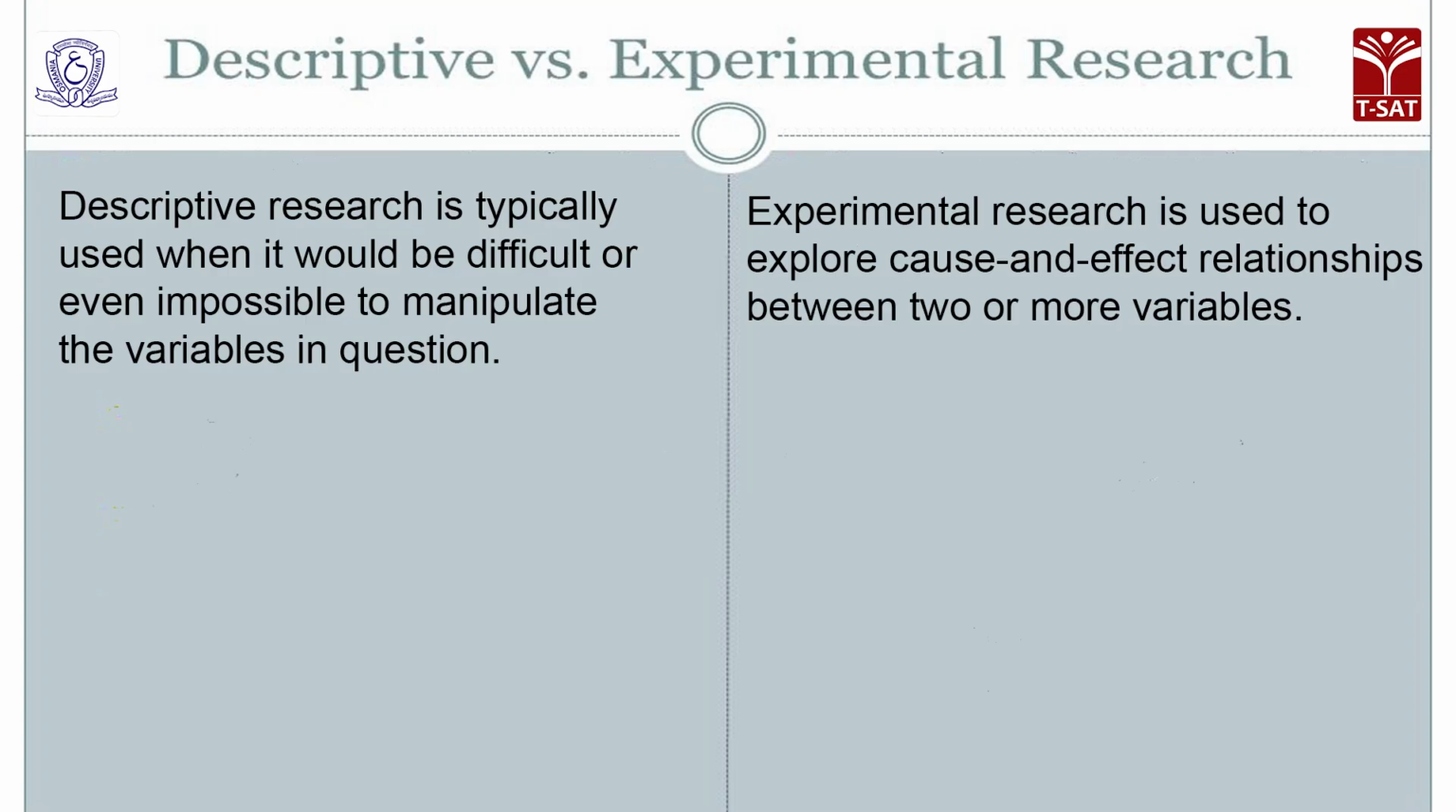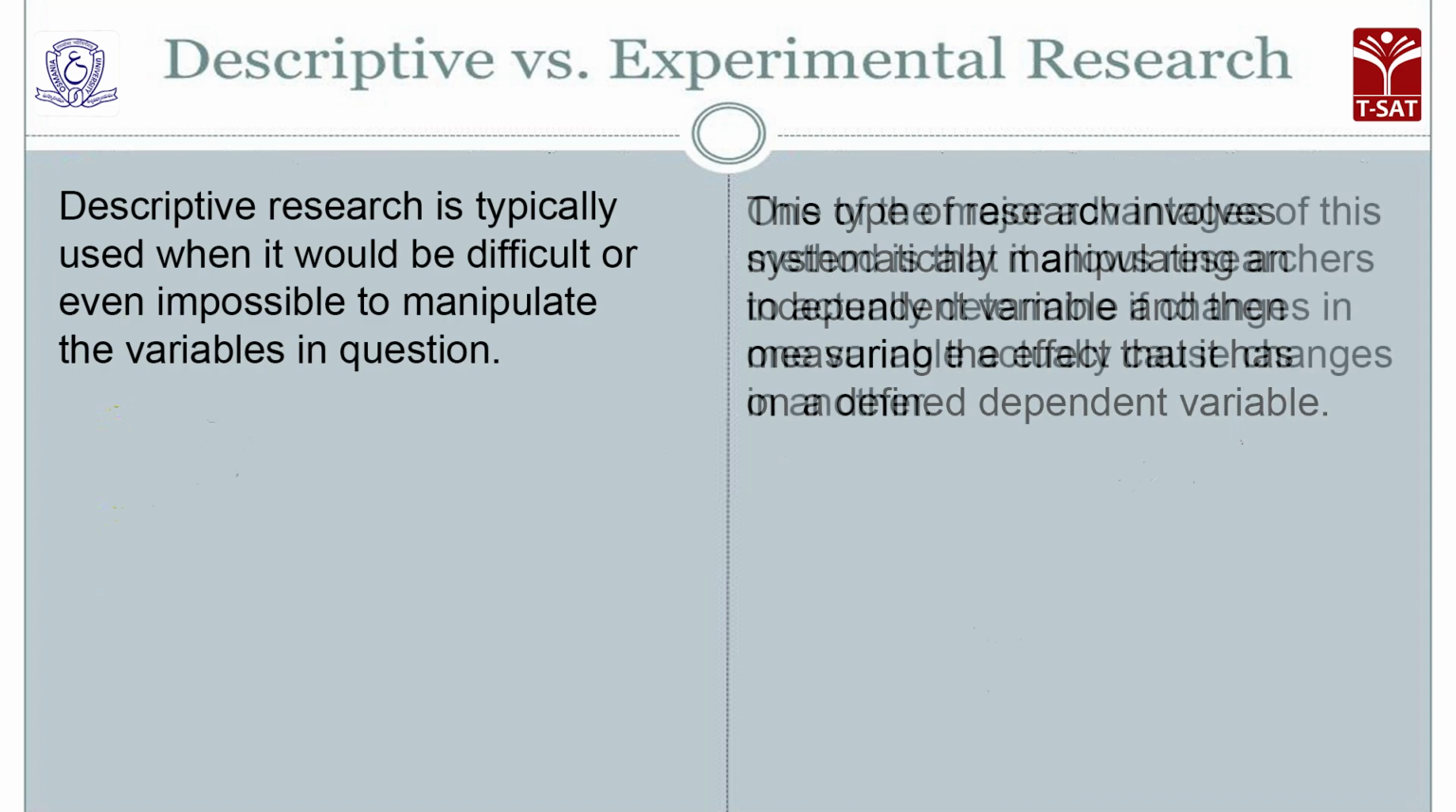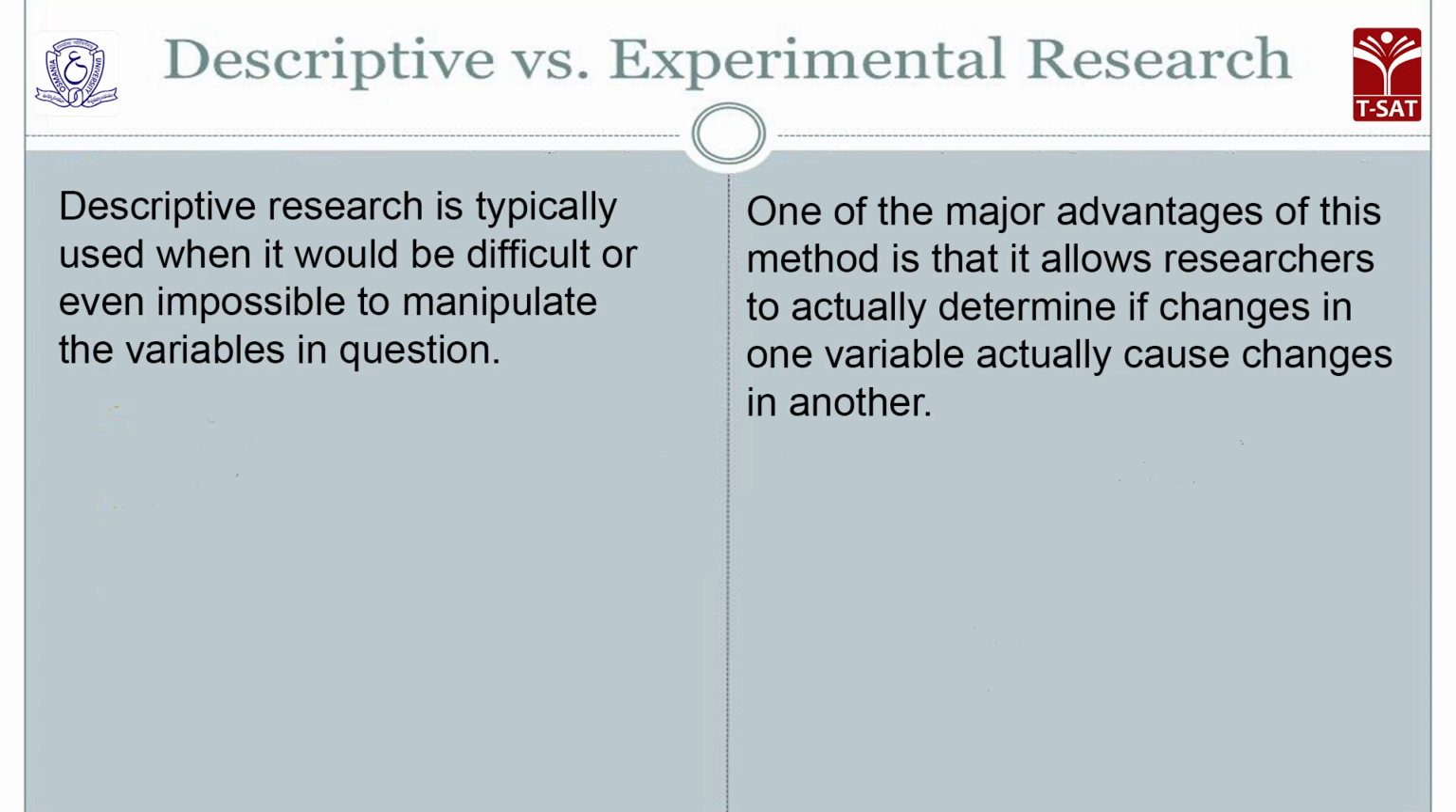Experimental research is used to explore cause and effect relationships between two or more variables. This type of research involves systematically manipulating an independent variable and then measuring the effect that it has on a defined dependent variable. One of the major advantages of this method is that it allows researchers to actually determine if changes in one variable actually cause changes in another.